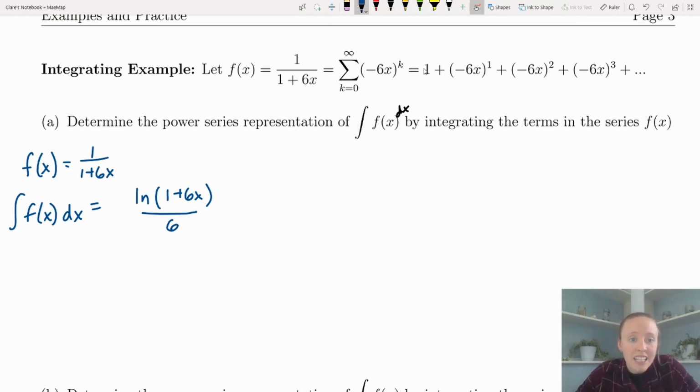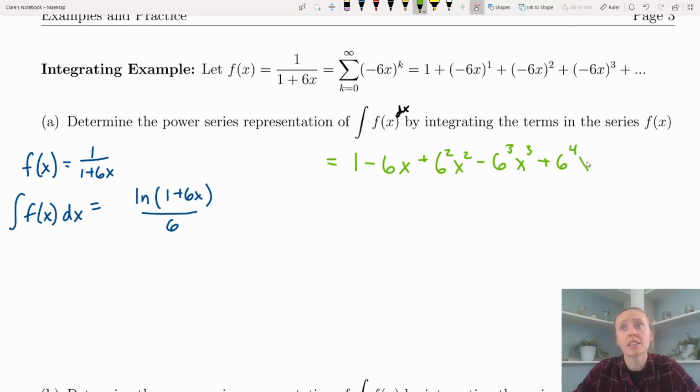So now let's individually integrate each of my terms. And again, I'm going to write this to make it a little bit easier to line up. So we have 1 plus negative 6 to the first, x to the first. Then we have a positive 6 squared x squared, a negative 6 cubed x cubed, and then we're adding 6 to the fourth, x to the fourth, and this pattern continues on.